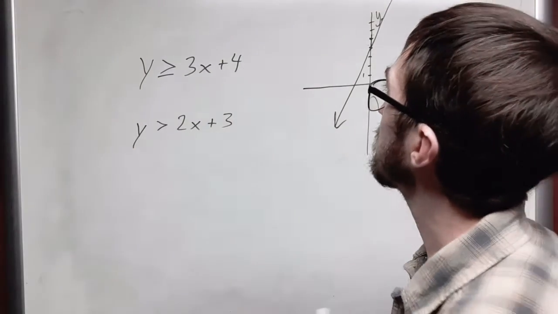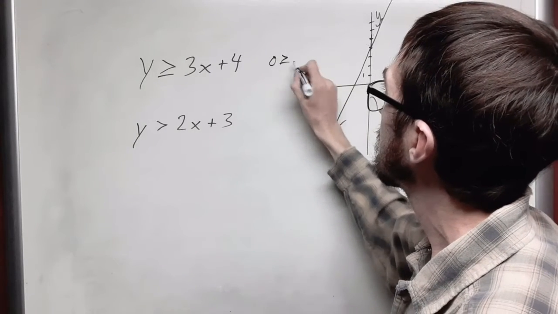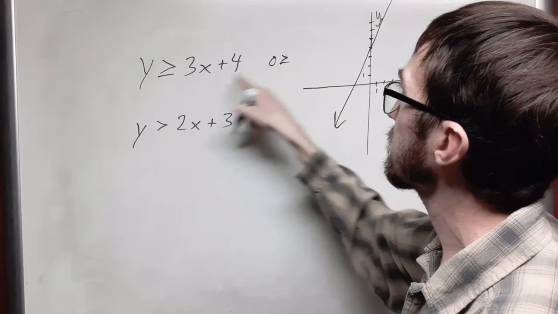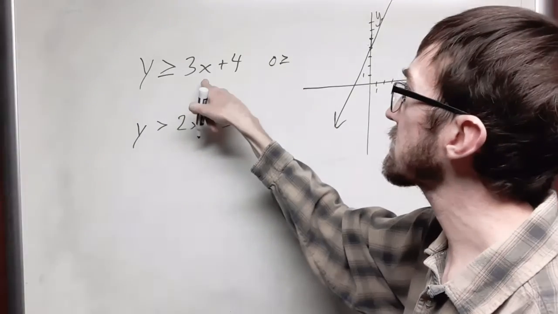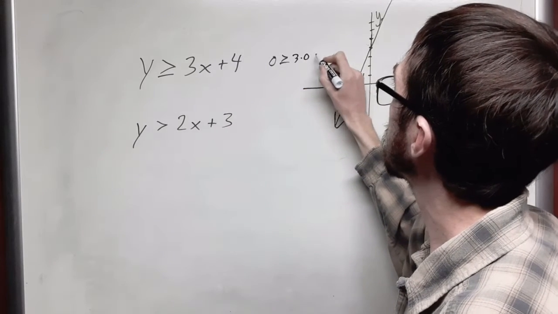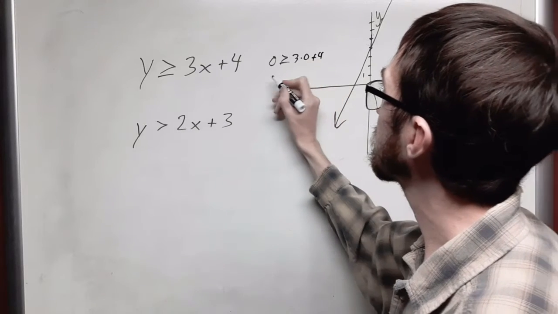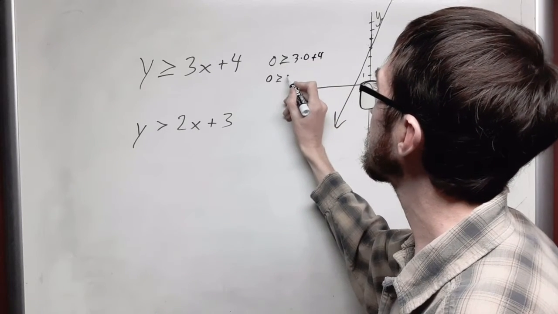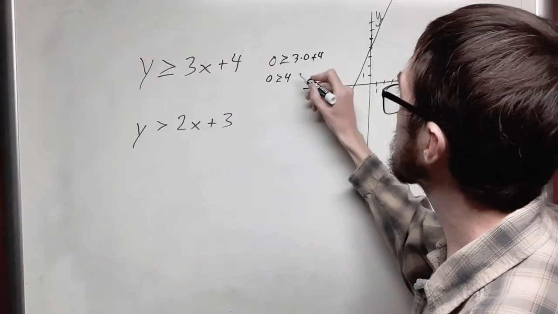If I plug 0 in for y, I have 0 there. And that is going to be greater than or equal to what's going on over here. I'm going to plug in 0 into x also. So I have 3 times 0 plus 4. 3 times 0 is 0 plus 4 is 4. So when I simplify this, I have that 0 is greater than or equal to 4. This is a false statement.